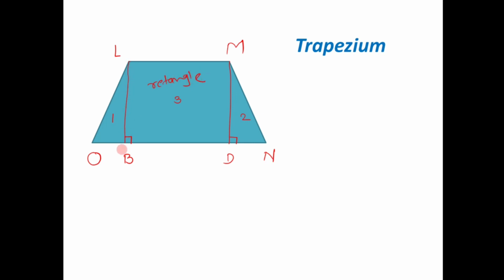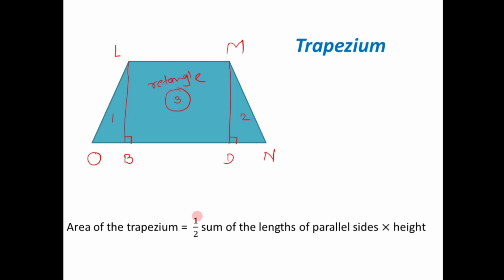For these two right angle triangles, if we have the base and height, then we can find their areas, and by having the length and the breadth of the third diagram, that is the rectangle, we can find its area by using its formula. So if we modify this to make a formula for finding the area of a trapezium, we have the formula: area of the trapezium is equal to 1/2 into the sum of the lengths of parallel sides into height.